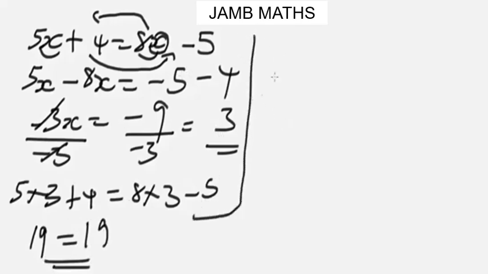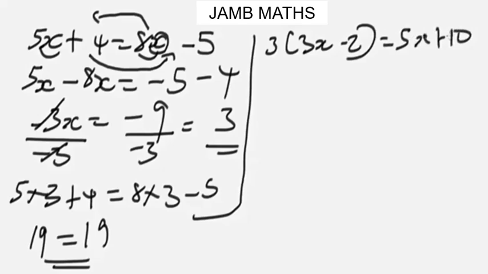Now let's look at another example. This time I want to look at the ones that involve multiplying out brackets first. Let's say we are given this and we have to solve it. We have 3 in bracket 3x minus 2, equals 5x plus 10.